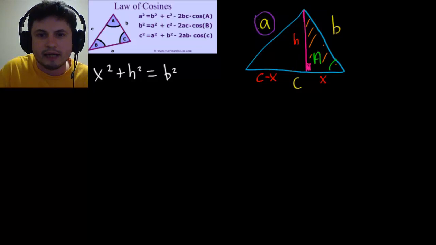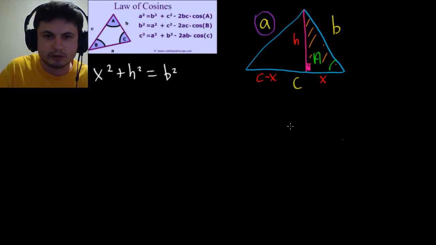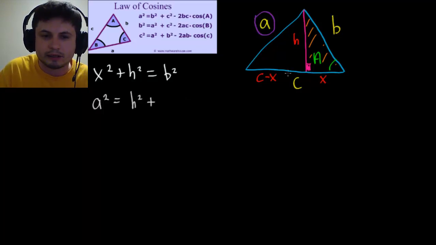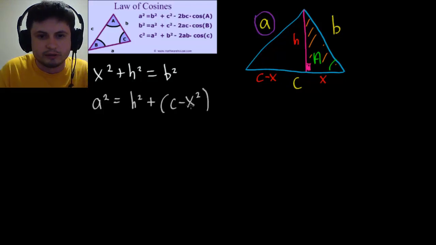You can also find a in a similar way, because a is hypotenuse, this is a leg, and this is a leg. So here for side A, let's use a slightly darker color, a squared, which is a hypotenuse, equals h squared plus this part, and this part is actually going to be in brackets. This is where it gets a little bit trickier. Oops, I made a mistake. The bracket has to be here.